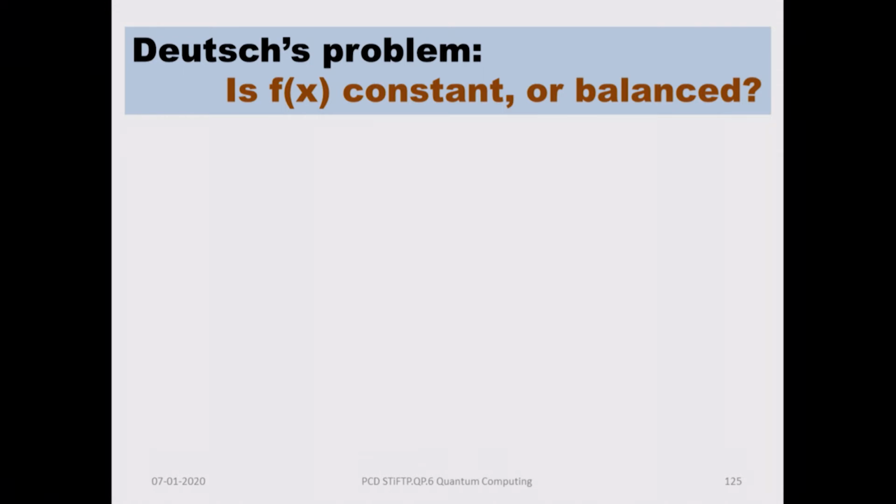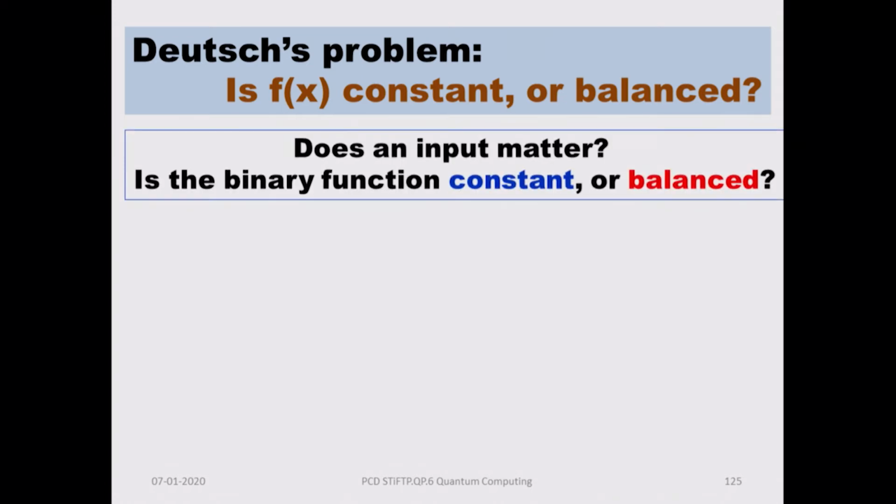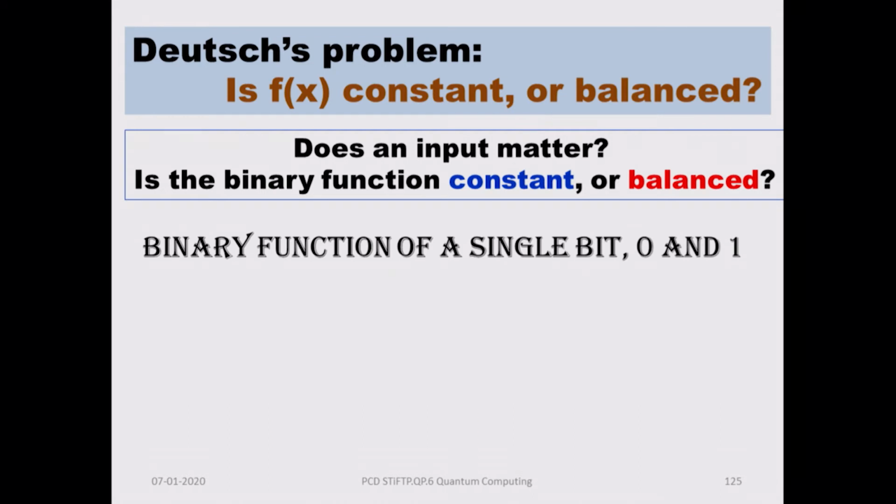So the statement can be posed like this: is the function box, in which you put an input and from which you get an output, constant or balanced? And you will understand these terms as I present the next table. So you are just dealing with a binary input and a binary output. Okay.